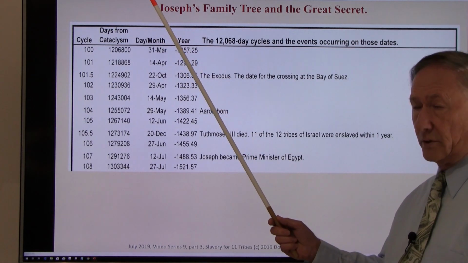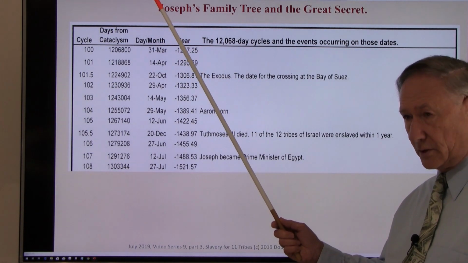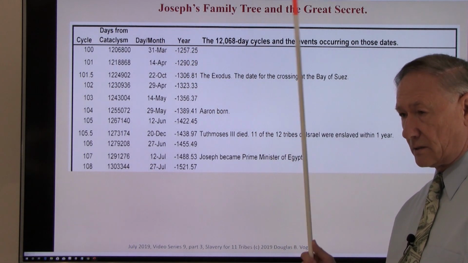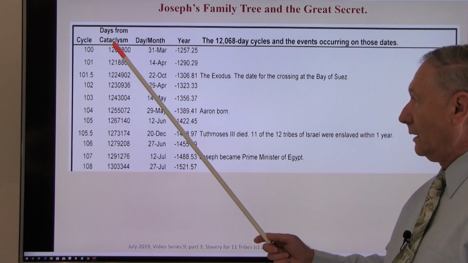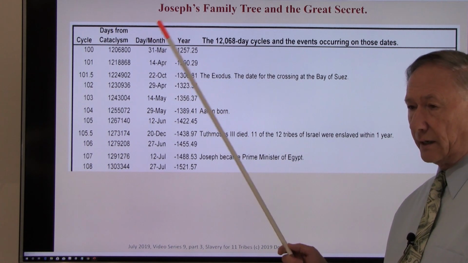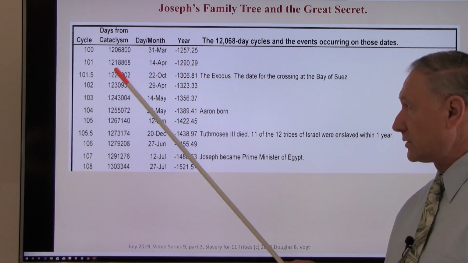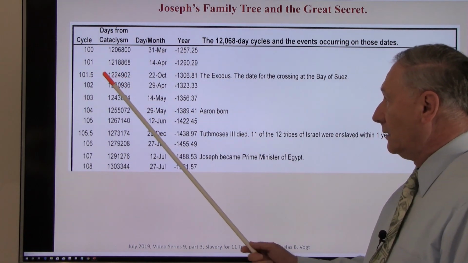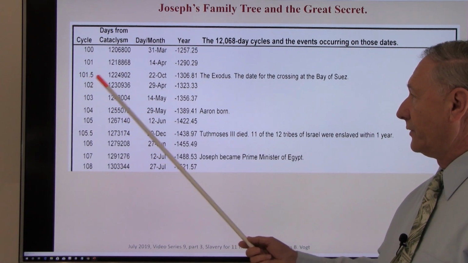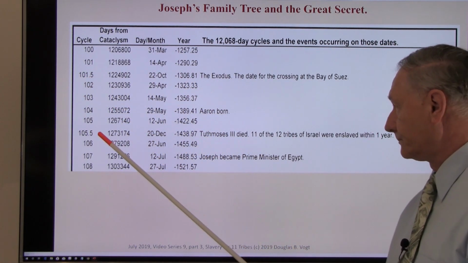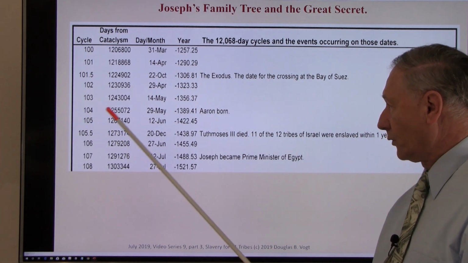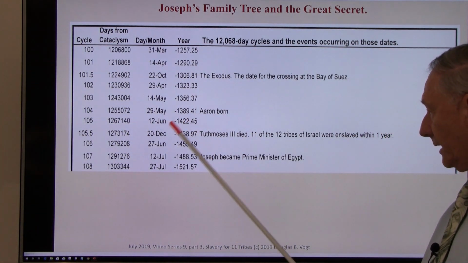The drop dead date was October 16, 2046. It's explained in video series 7. You should all watch it. Each cycle is 12,068 days or factors thereof. The Exodus was 101.5 cycles back, gives you October then, the Exodus. Aaron's birth, 104 cycles back, May of that.